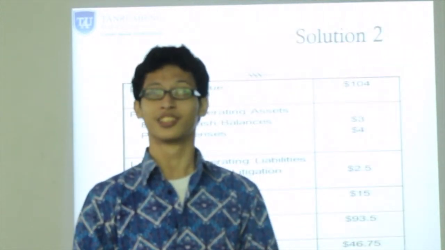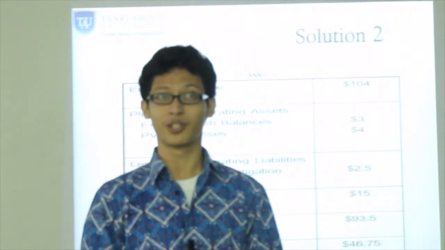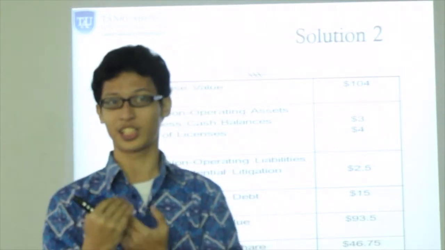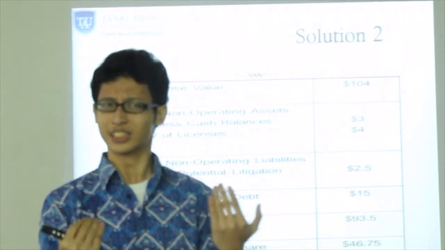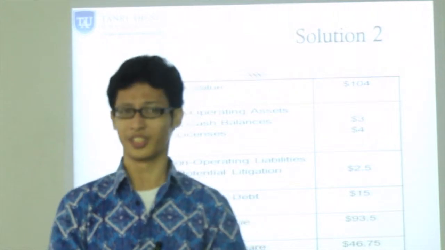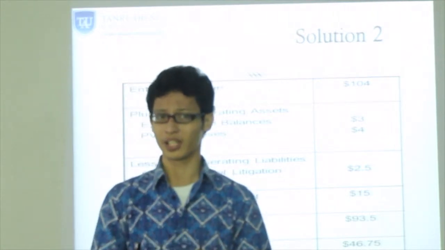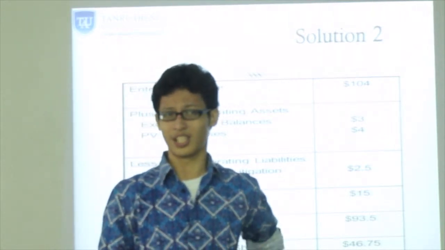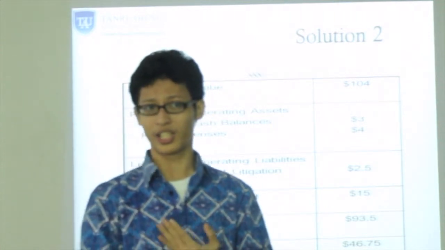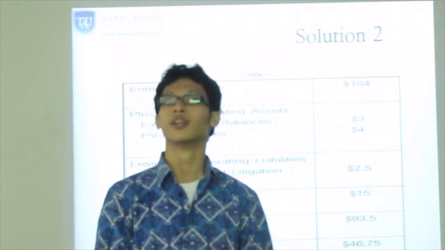This is the solution. First, you put the enterprise value. After that, you add the non-operating assets, the excess cash balance and PV of unused assets. After that, you subtract the non-operating liabilities. After that, you subtract the long-term debt. After you calculate that, we will get the equity value. After you get the equity value, you will get the equity value per share.